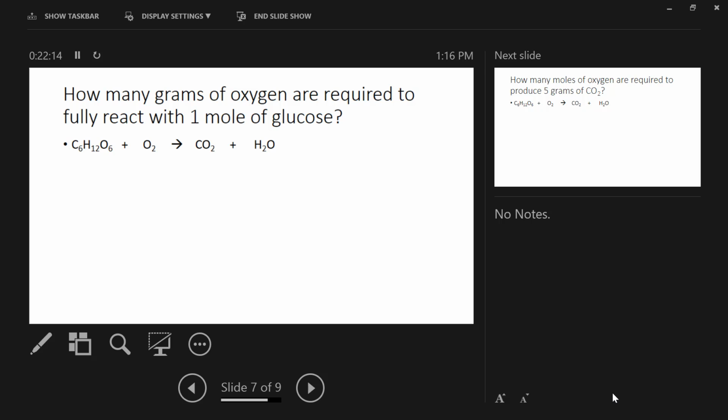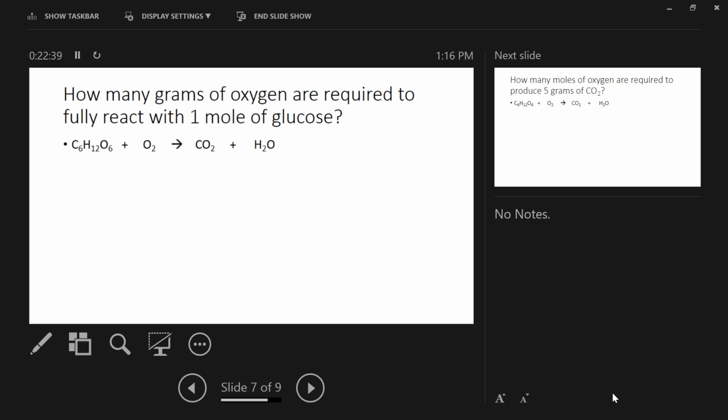So, we have our next problem. It says how many grams of oxygen are required to fully react with 1 mole of glucose? Okay, how many steps is this going to require? 2, right? I told you the first 3 would require 1 step. The next 2 would require 2 steps. And the last one will require 3 steps.